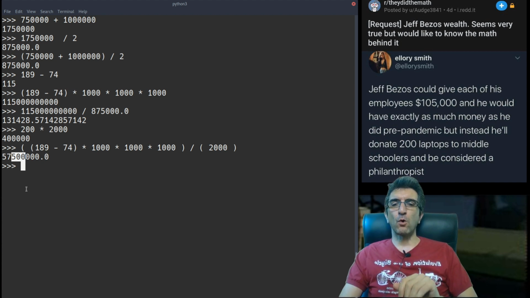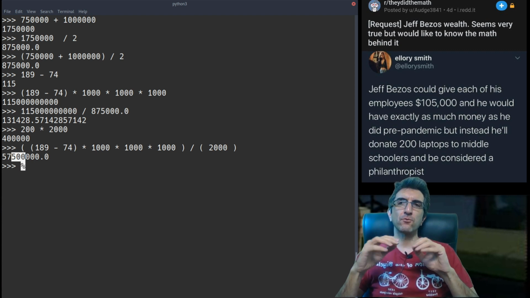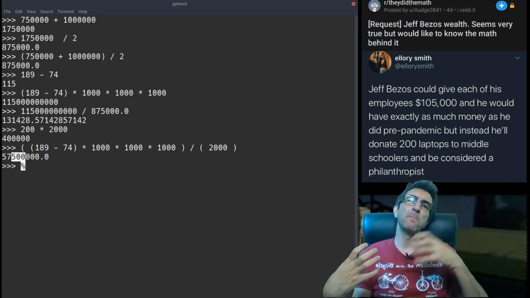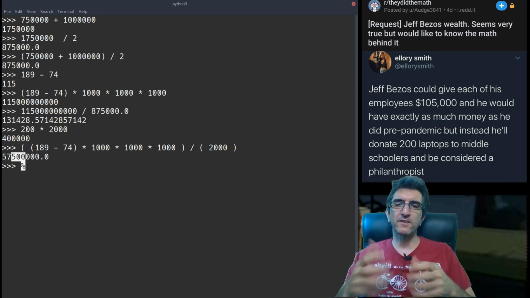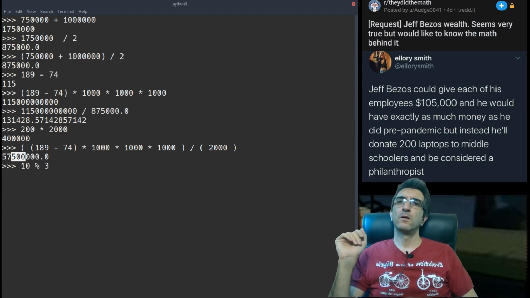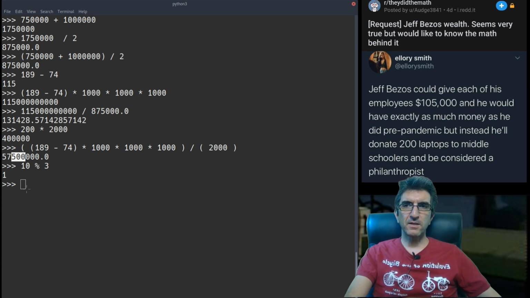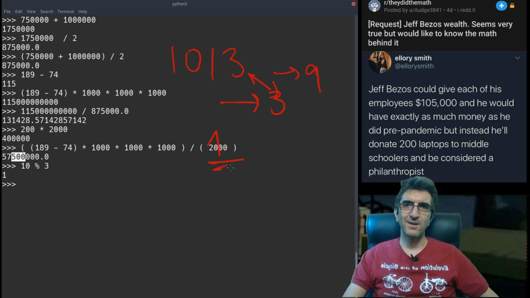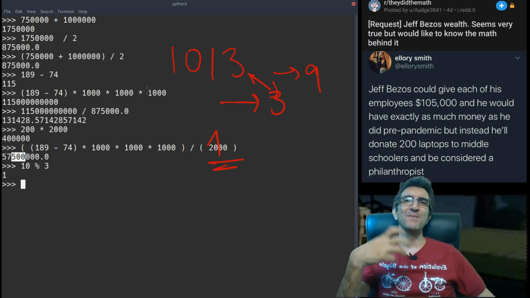There is also one operator I want to show you. It is called modulo. Modulo returns the remainder of dividing the left-hand operand by the right-hand operand. So for example, 10 modulo 3 will be 1. Because if you divide 10 by 3, the integer part will be 3, and 3 times 3 is 9, and 1 will remain. So this is the remaining part.